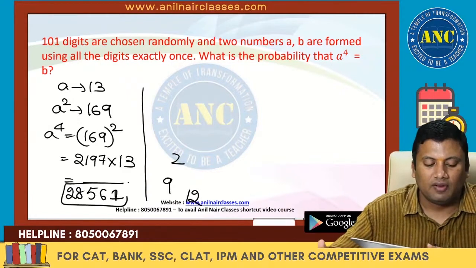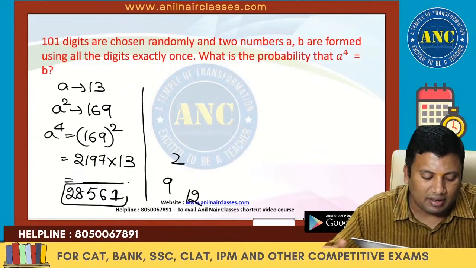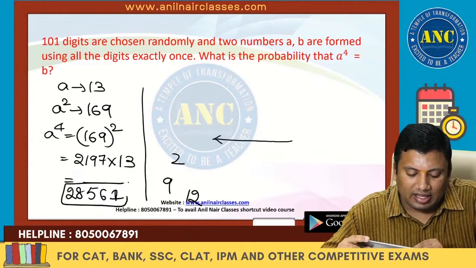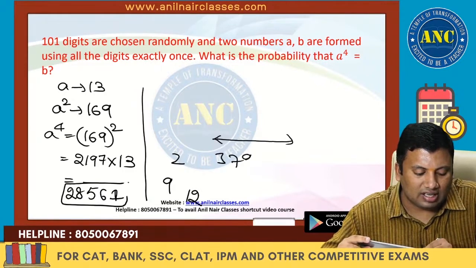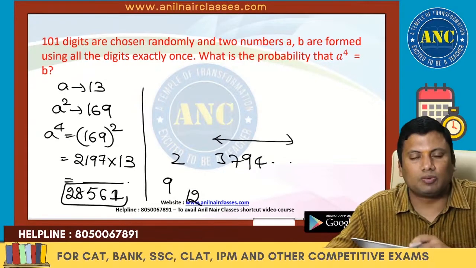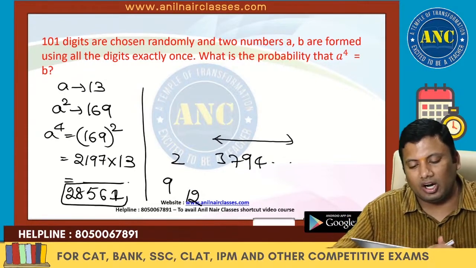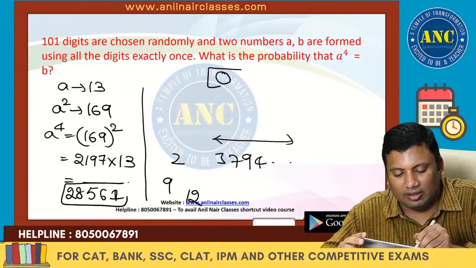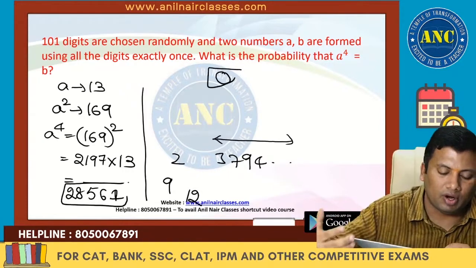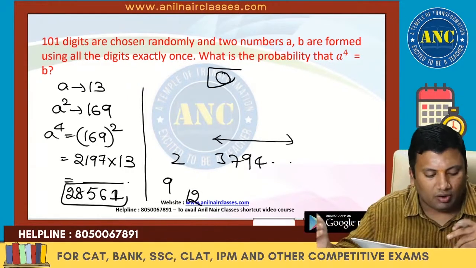28561 you got. What are the other numbers? If I take another number combination of 3, 7 and 9, 4, will these both be equal? These both cannot be equal. So the answer is nothing but big 0. You can take your own numbers and try to check it out, right?